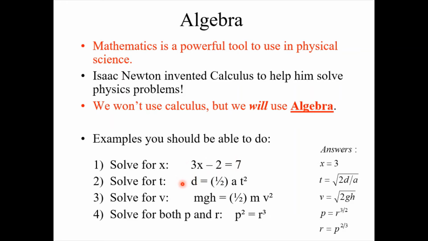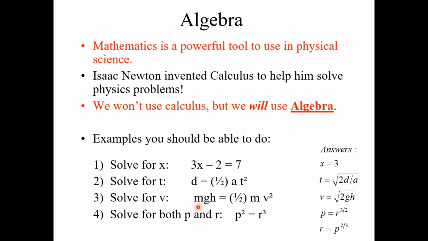This expression here, d equals 1/2 at squared. This is actually a formula that we're going to encounter pretty early on in the course. You should be able to solve this for t, which represents time. And to do this, again, you have to get the t all by itself. Get rid of the 1/2 by multiplying by 2. Divide by a, and then take the square root. So you should get t equals the square root of 2d divided by a.